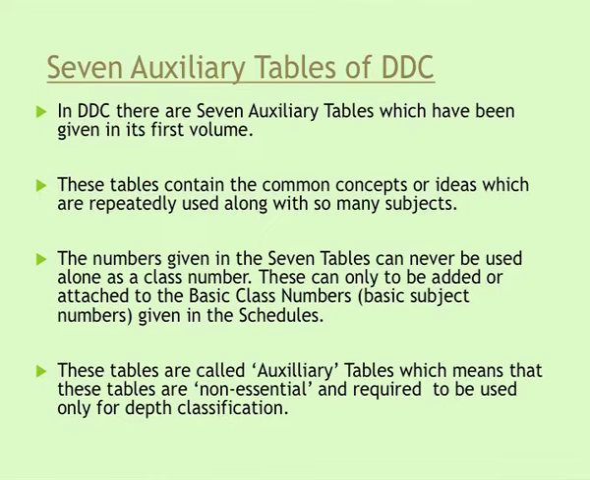The 7 auxiliary tables of DDC have been given in its first volume, and the class numbers given in the tables are used to supplement the basic subject numbers, meaning they are attached or added to the class numbers given in the schedules. They are a list of various concepts or ideas which are repeatedly used with various subjects. So, they are common to so many subjects.